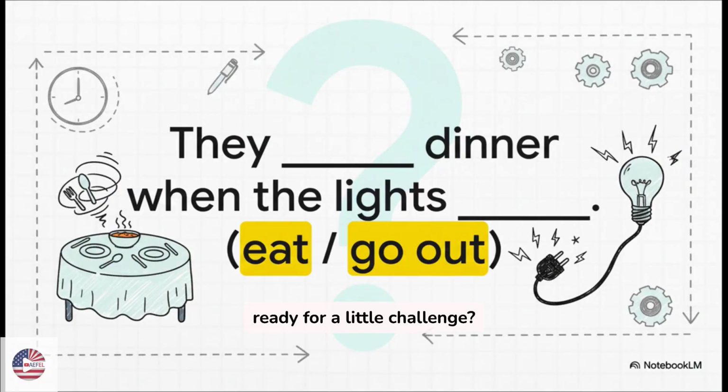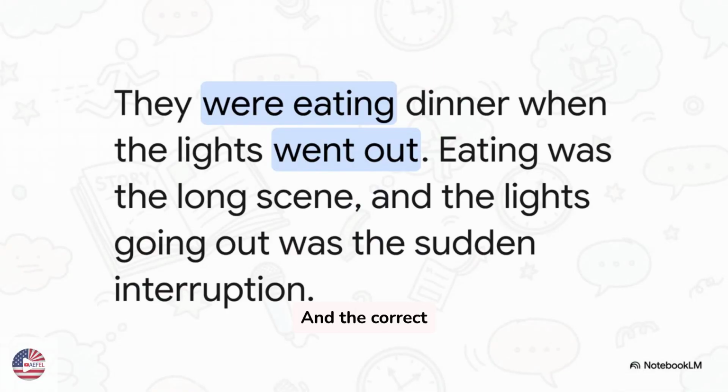Okay, ready for a little challenge? Time for a quick quiz to see if you've got those director's skills down. The sentence is, they blank dinner when the lights blank out. Your verbs are eat and go out. How would you fill in those blanks using our interruption pattern? And the correct answer is they were eating dinner when the lights went out. If you got that, you nailed it. Eating dinner was the long, ongoing background scene, and the lights going out, that was the short, sudden interruption.